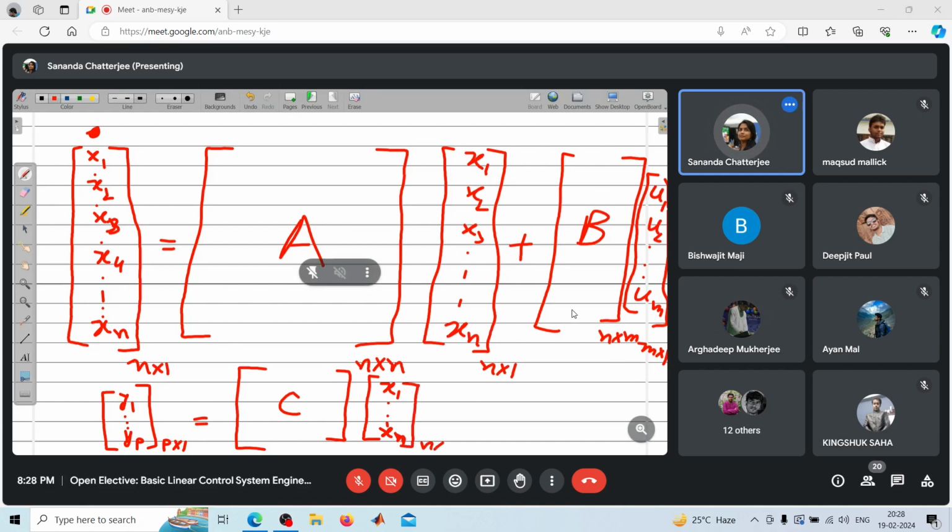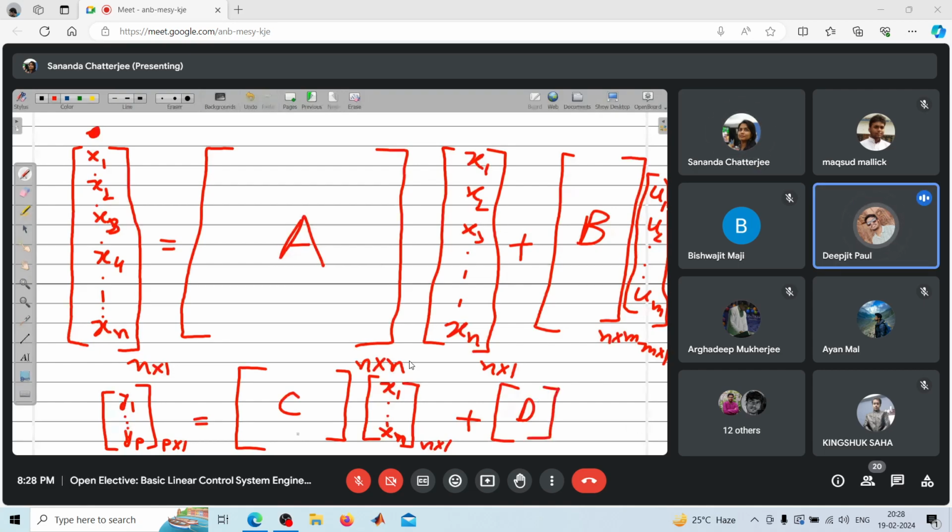X is n cross 1. What will be the order of C? P cross n. So therefore, this is the generic representation of the state space model for a linear system. And what will be the order of this? This will be p cross m.